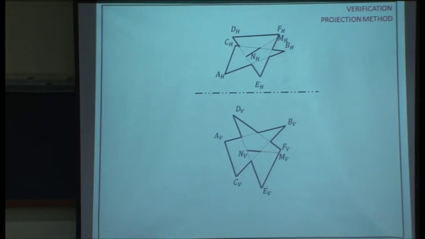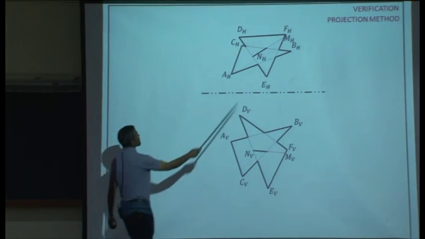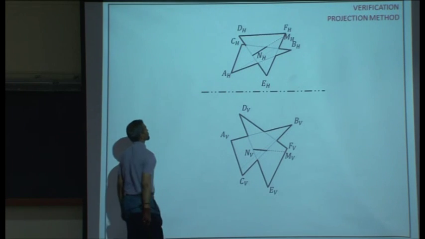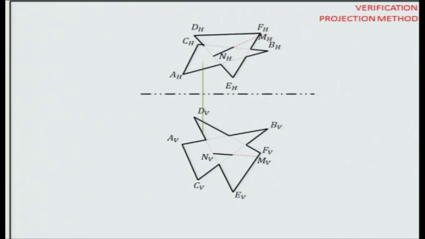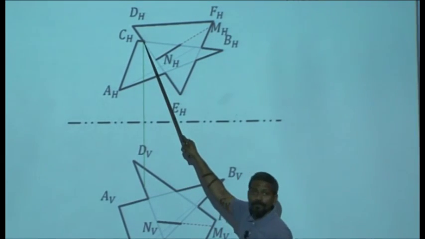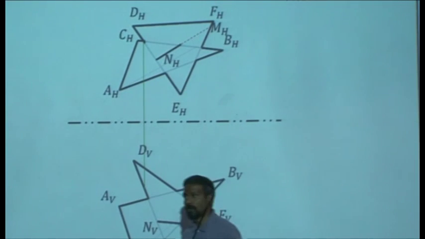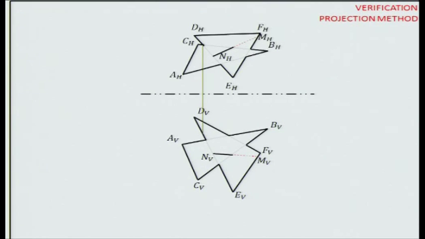Now, look at this point for example. Drop a vertical. What would this point represent? Is it a common point between two edges? No. The edges may be intersecting at that point, may not be intersecting at that point.